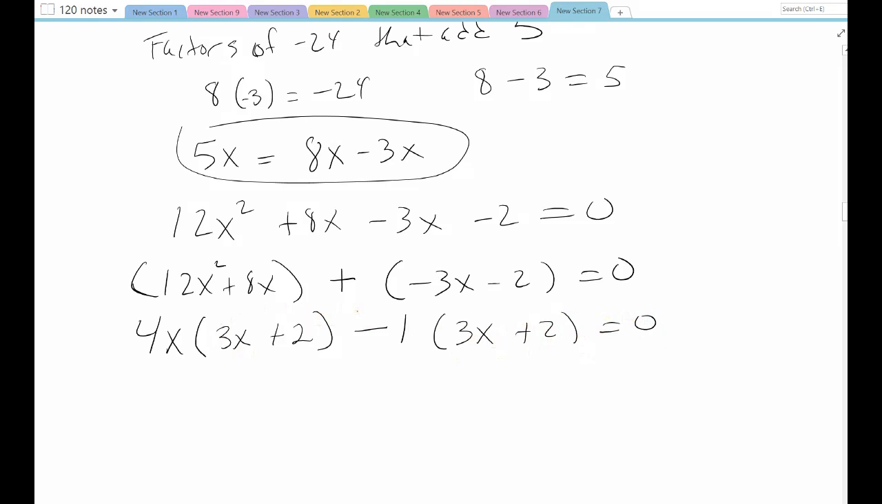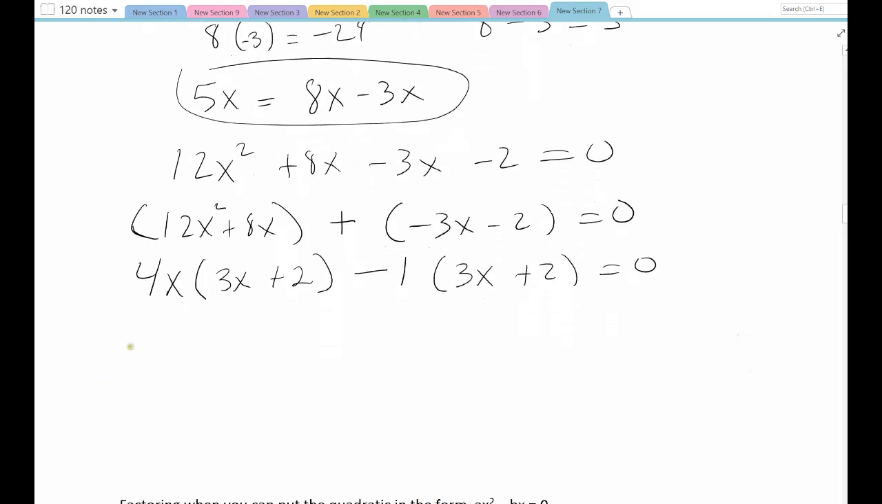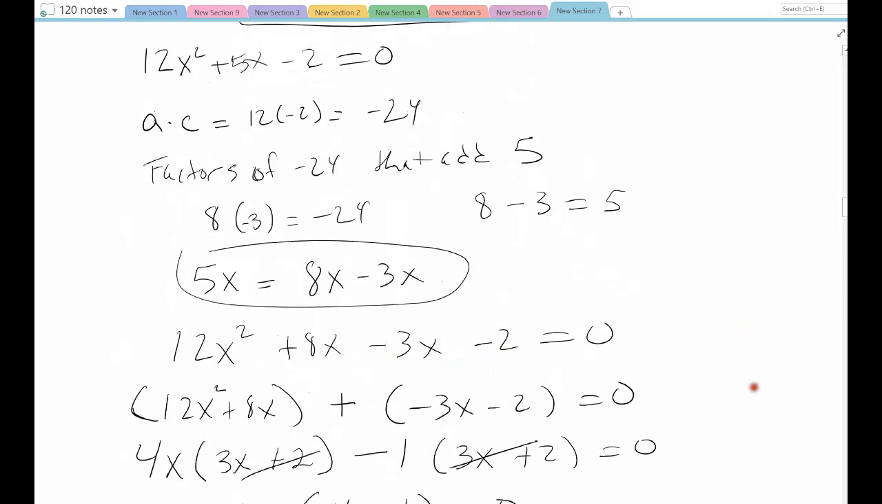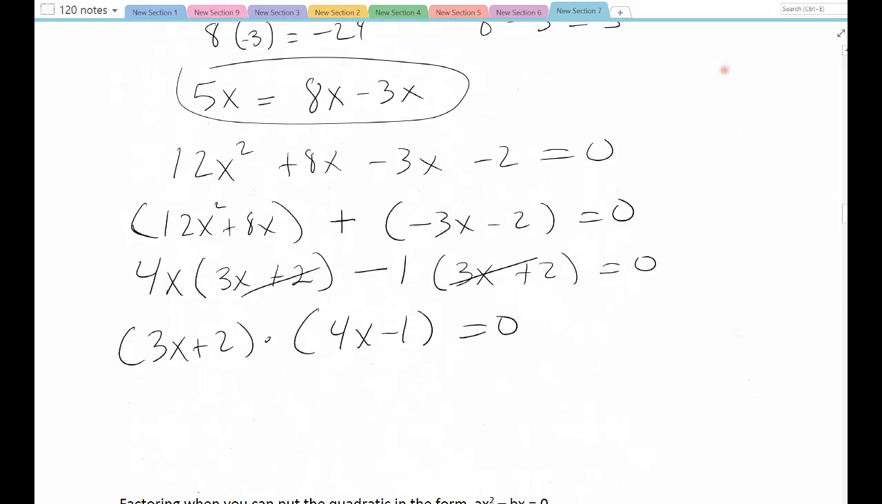Alright, because the next step is I pull those groups out. I can only pull them out if they're the same. That's why I needed to factor out the negative 1 in that second group. And so now I pull out the 3x plus 2. When I pull out the 3x plus 2, I'm left with a 4x minus 1. And now I've factored, and so I've got my factors that I said we had up there.